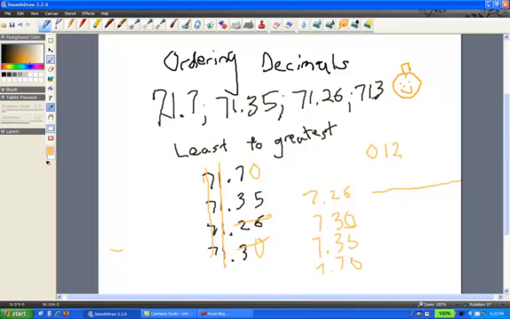So just to recap real quick, the most important thing I did was line up these decimals right from the very beginning. I hope that helps on ordering decimals.